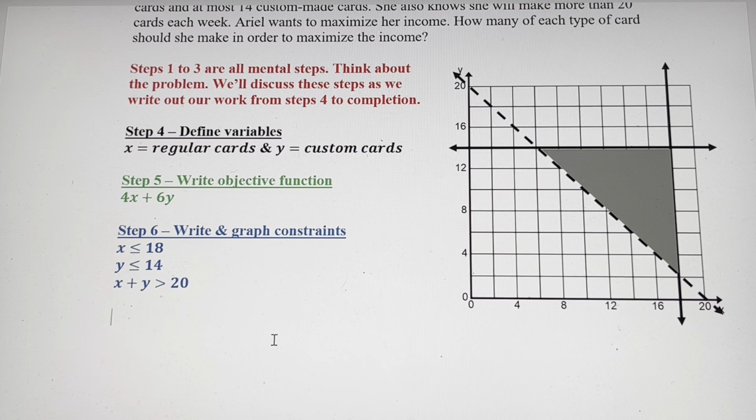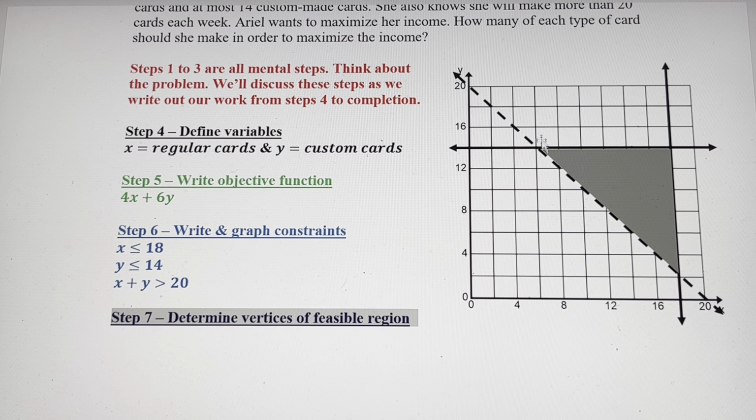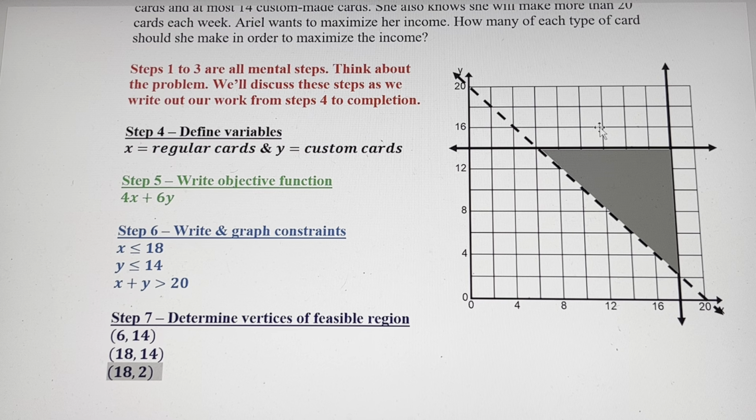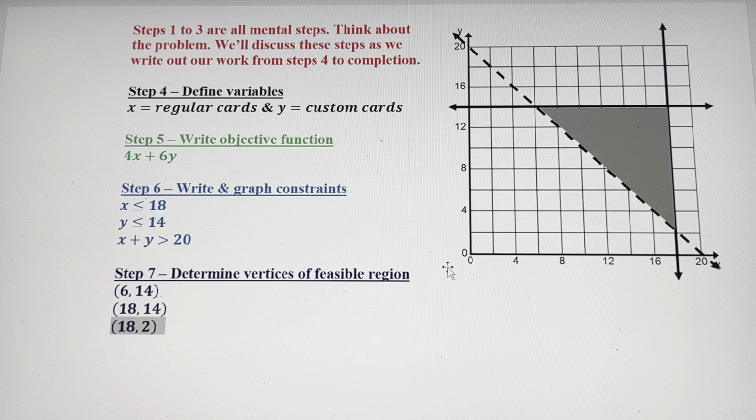Step 7, determine the vertices. My vertices here are (6, 14), (18, 14), and (18, 2). You want to make sure your graphs are exact, or you're using some graphing technology, whether it's a graphing calculator in your hand or online. These are what I want to plug into my objective function. I'm going to plug each coordinate pair into my objective function. I'm maximizing income, so I want to see which one has the greatest value.